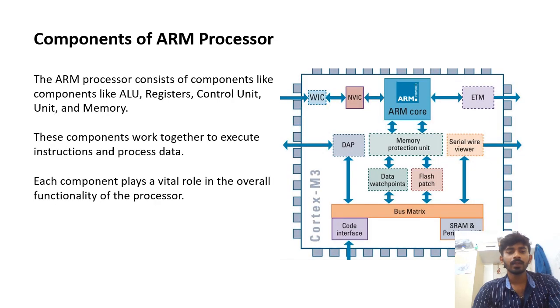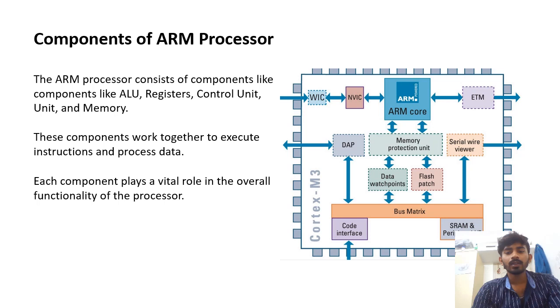Components of the ARM processor. The ARM processor consists of components like the ALU, registers, control units, and memory. Those components work together to execute instructions and process data. Each component plays a vital role in the overall functionality of the processor.